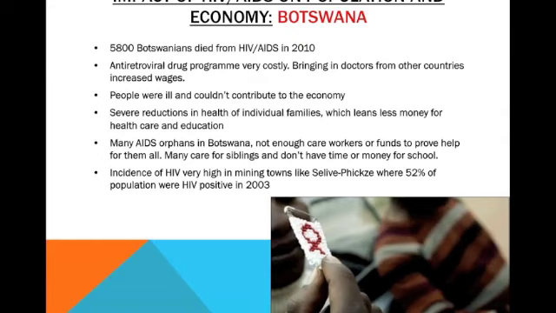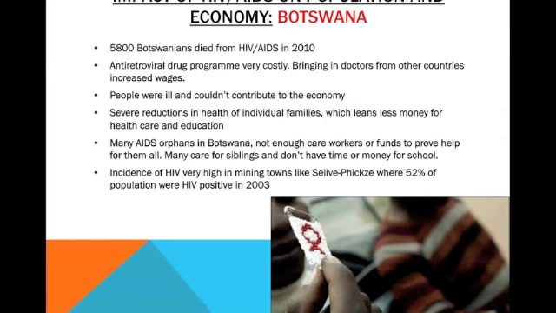Also, a lot of people were ill, or are ill, so they can't work. So they are not contributing to the economy, because they're not working. Also, there are severe reductions in the health of individual families since people are not working anymore, which means that there is less money for healthcare and education. So education levels fall. Also, many AIDS orphans exist in Botswana, so kids who lost their parents to AIDS. And there are not enough care workers nor the money to provide help for all of them. And also, many are caring for siblings and don't have time or money for school.